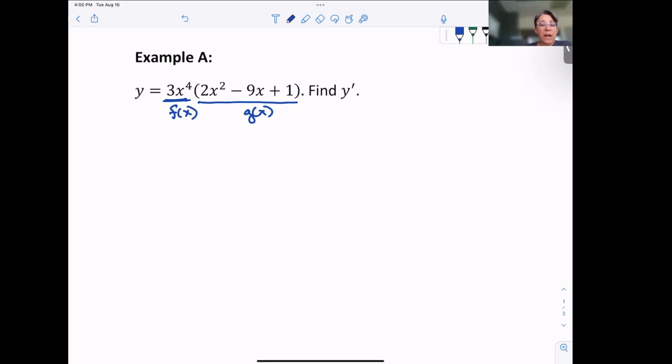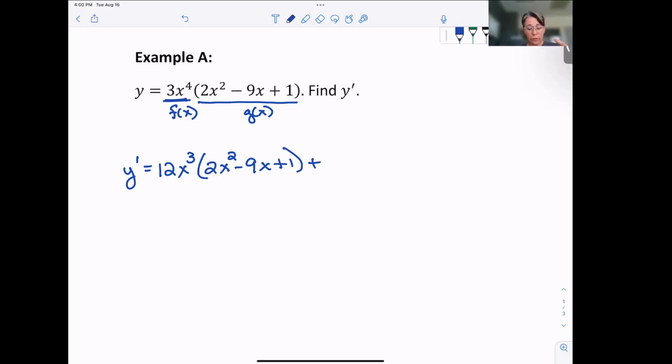So when we try to find the derivative, we're going to take the derivative of the first part, the 3x to the fourth. So we multiply by the exponent. We would get a 12x and then subtract 1 from the exponent, get a 3. And then we keep the next one just the same as it is, 2x squared minus 9x plus 1. We don't change anything. Then we flip it around.